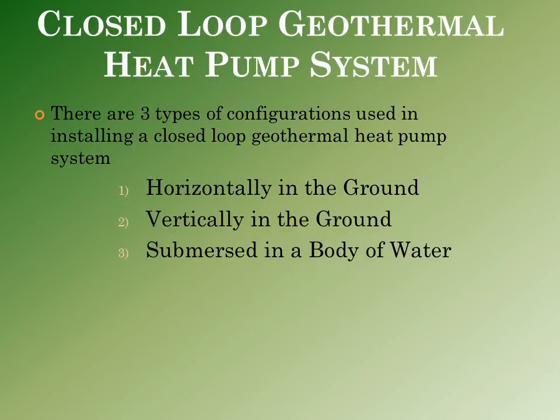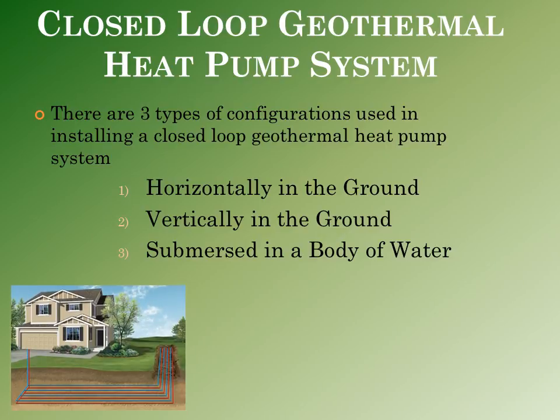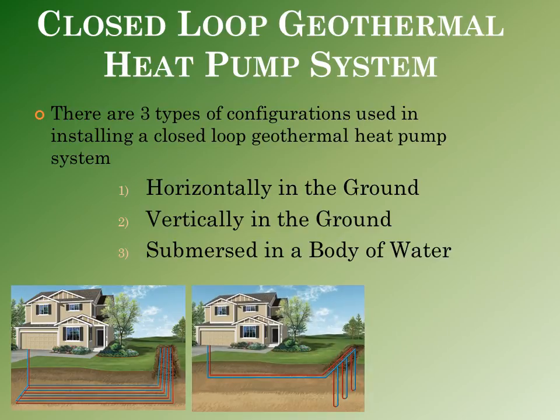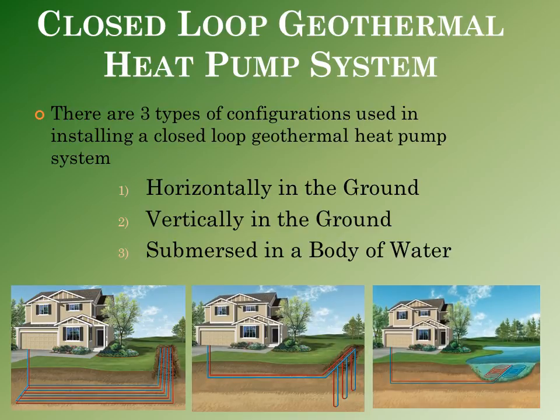There are three types of configuration that can be used in installing a closed-loop geothermal system. The system can be laid horizontally in the ground, or vertically in the ground, or submerged in a body of water, for example, like a pond.